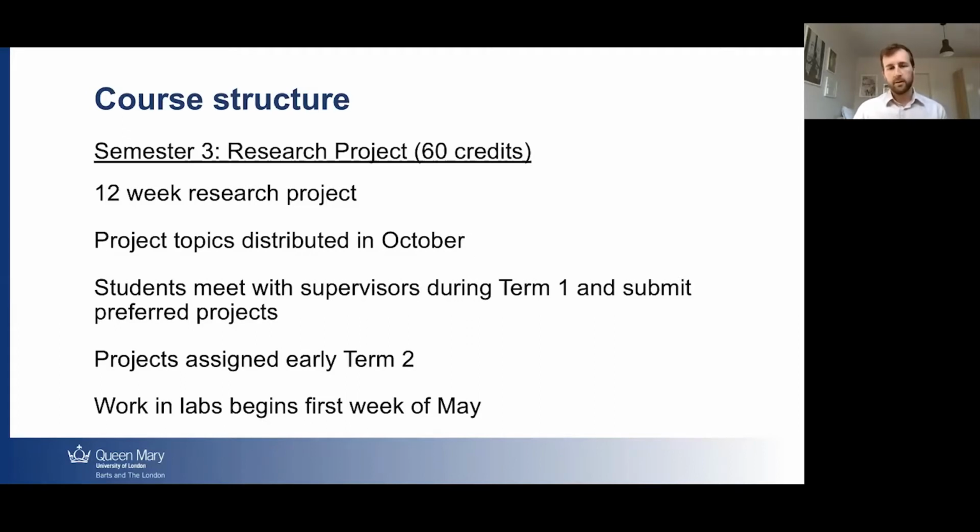Then early on in semester 2, what we try to do is match up students with one of their preferred project choices. This gives the students a fair amount of choice and selection in choosing a project that's aligned with their own interests. Over the course of the second semester, the students can do any background reading or meeting with supervisors to get ready for the project. Then the work in the lab will actually begin in the first week of May. This culminates in the submission of a dissertation, submitted at the end of August, and that's one of the primary modes of evaluation and assessment for the research project.